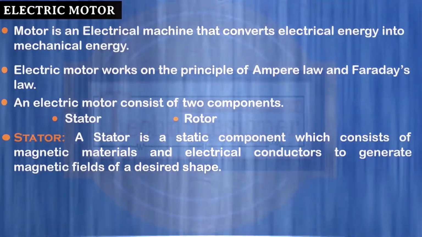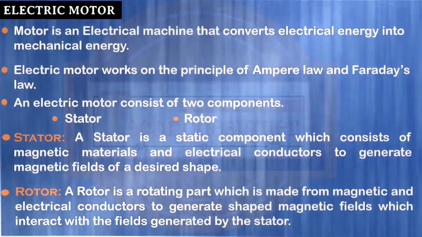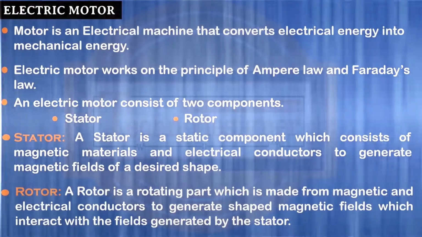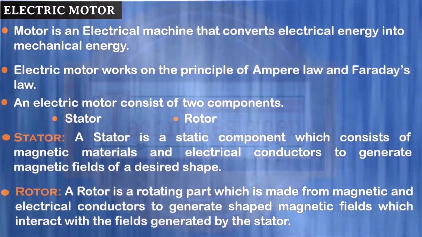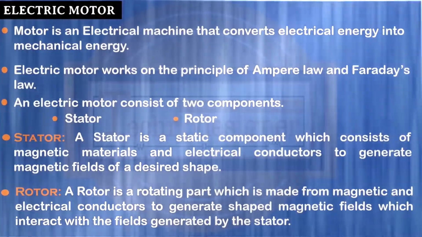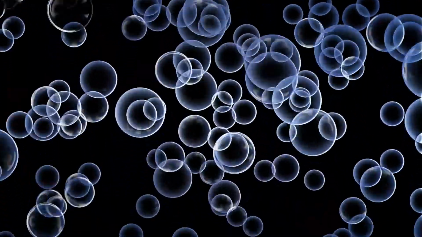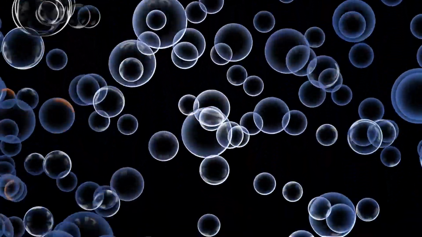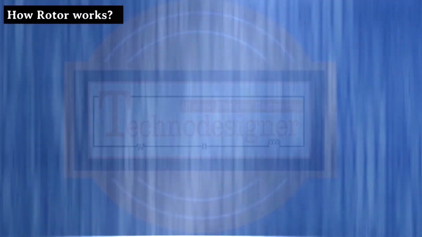Stator. A stator is a static component which consists of magnetic materials and electrical conductors to generate magnetic fields of a desired shape. Rotator. A rotator is a rotating part which is made from magnetic and electrical conductors to generate a shaped magnetic field which interacts with the field generated by the stator.